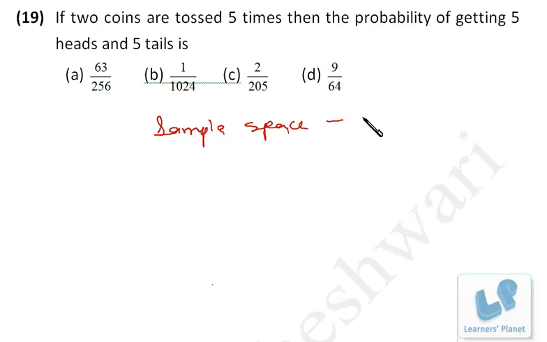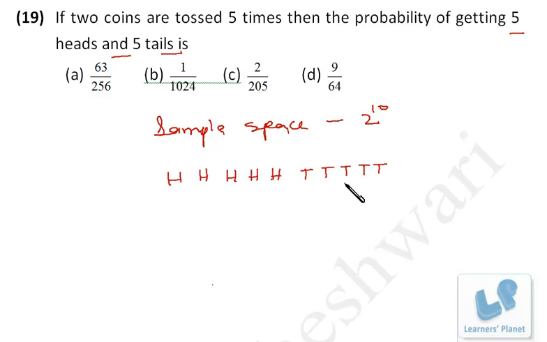Right? Because for each toss we have two choices, that is head and tail. So in all, the total possibilities are 2 raised to 10, or we'll be getting 2 raised to 10 combinations. Now what we want is 5 heads and 5 tails.